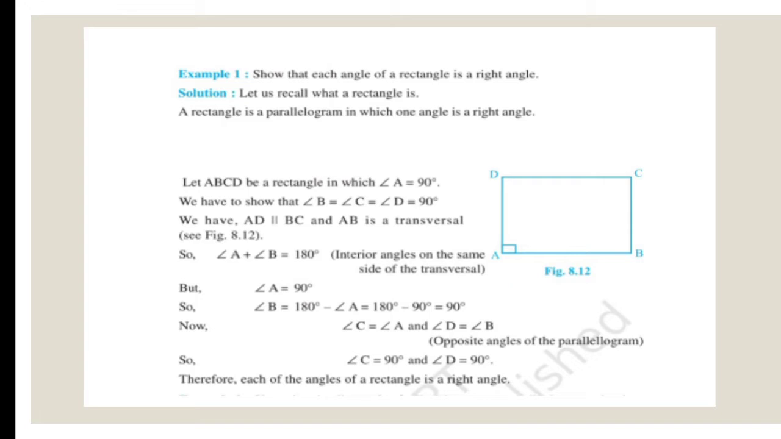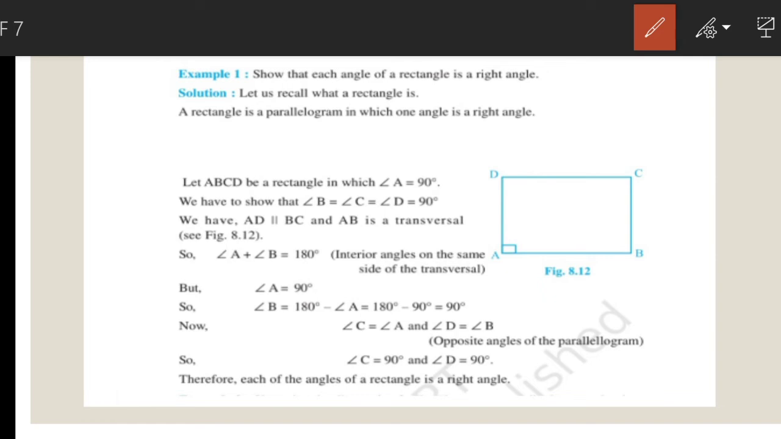Now, how will we proceed? So, let ABCD be a rectangle in which angle A is 90. We have to show angle B is equal to angle C is equal to angle D is equal to 90 degrees. We have AD parallel to BC. So we have AD parallel to BC and AB is the transversal. So angle A plus angle B is equal to 180 as co-interior angles, the sum of co-interior angles is 180, or we can say interior angles on the same side of the transversal sum to 180.